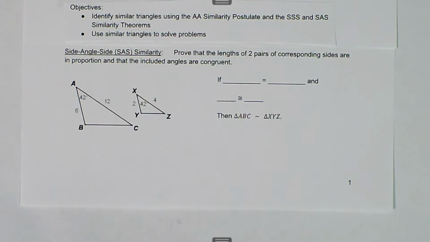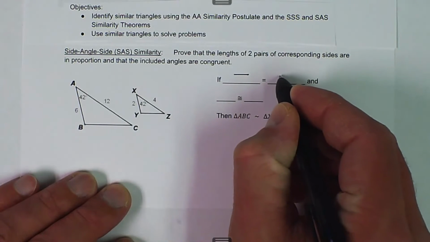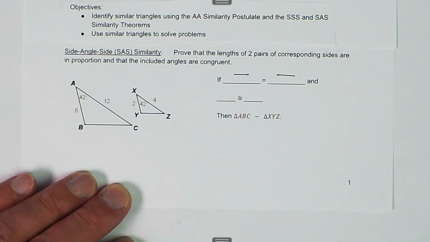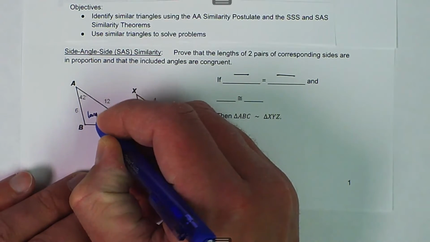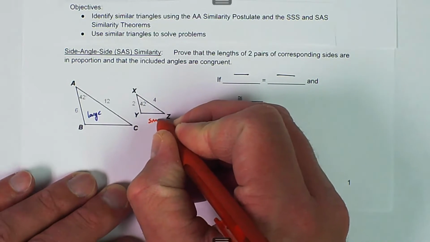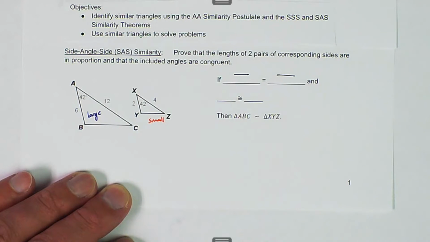So again, from this, we have to prove two sides are proportional, so we have to set up our proportion. And it says if the two sides are proportional. So we have the large triangle and we have the small triangle. And when we set up our proportion, we want to compare the small triangle to the large triangle.